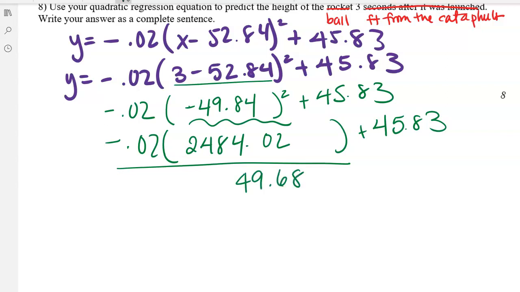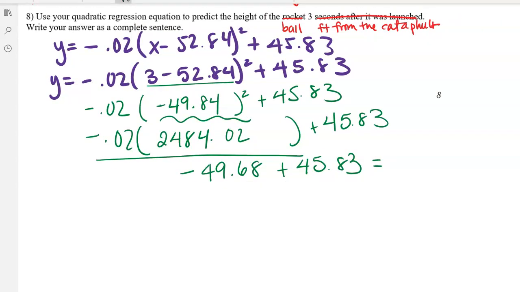6, 8. Negative or positive? But are you multiplying by negative 0.02? So that should be a negative? Someone confirm that before we go further. Yeah? And then we're going to add it to 45.83. So that comes out to be what? Should be a negative number, right, guys? Double check that for me. Okay, negative what? Anybody? What is it? Negative 3.85.